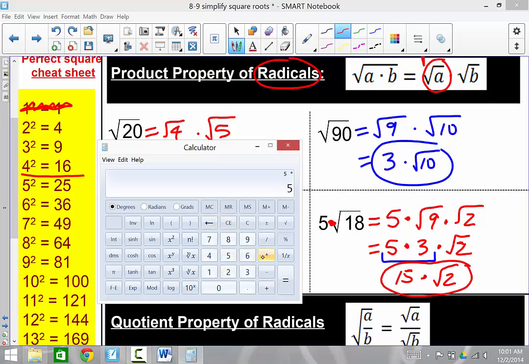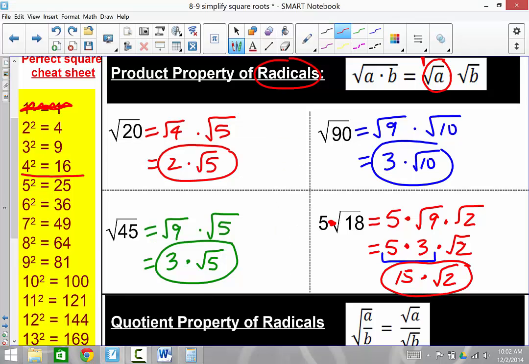5 times the square root of 18 equals 21.21. So that's what the original problem equaled in decimal form. Let's check our answer of 15 times the square root of 2 and see if it also equals 21.21. 15 times the square root of 2 equals, notice it equals the same exact decimal. So we know we are good because they are equivalent.